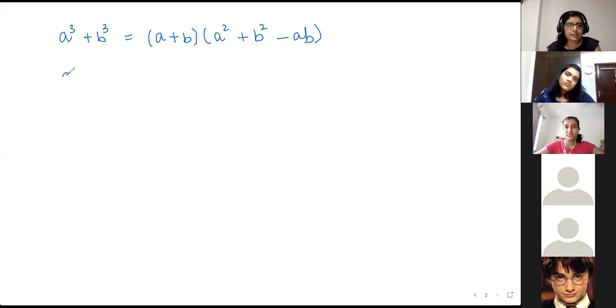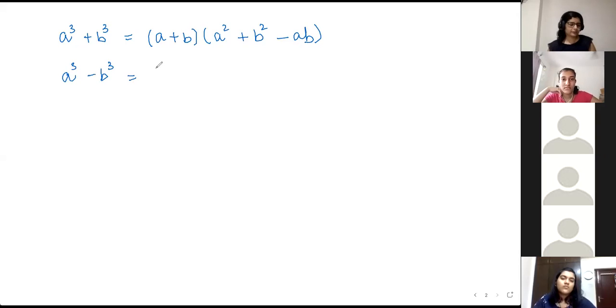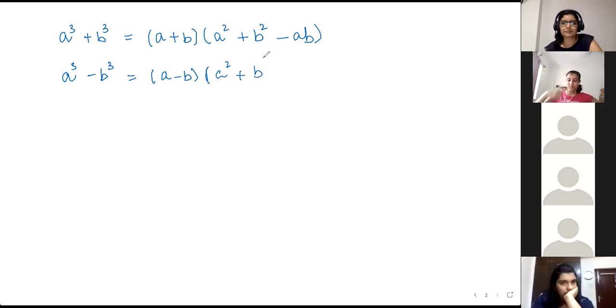So similarly, if I were to do a cube minus b cube, Ashka, can you give me the expansion for this? Yes, ma'am. a minus b, and then another bracket a square plus b square plus ab. Yes, plus ab रहेगा.